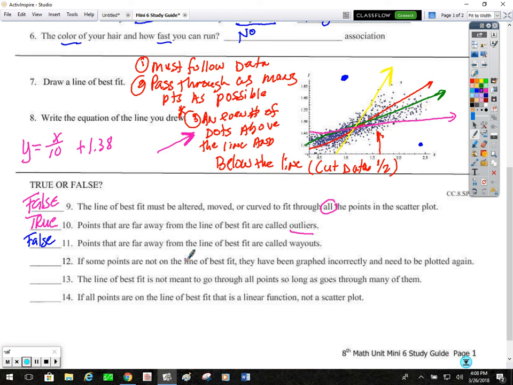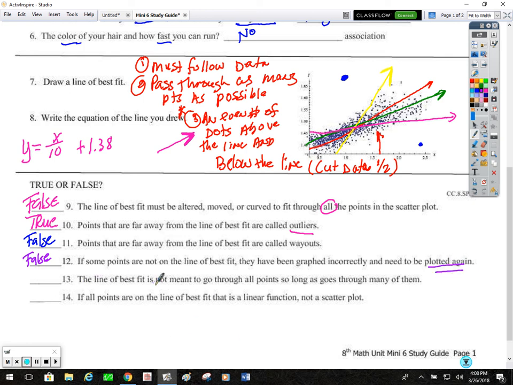If some points are not on the line of best fit, they have been graphed incorrectly and need to be plotted again. Okay, that is false. Don't change the data points. The data is what it is. You can't change something, just like the example we gave in class. If 10 people ordered 20 hot dogs, that is a fact that you can't change just because you want it to fit your line. So leave it as 10 people, 20 hot dogs, and then we adjust accordingly. Okay. So that is false. Don't change your data. Your data is what your data is.